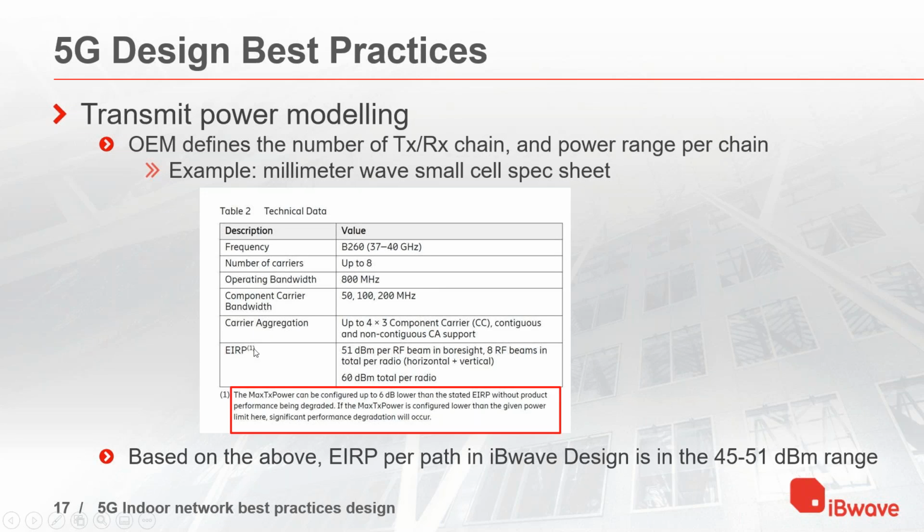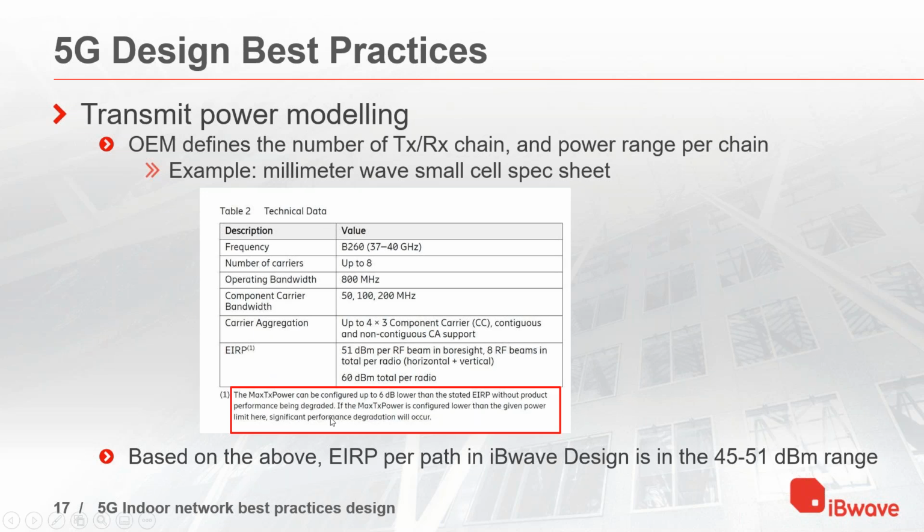And then they will basically say your EIRP is 51 dBm per beam. So I have 8 different beams, and each one has 51 dBm EIRP. Because I have 8 of them, and 10 logarithm of 8 is equal to 9 dB, the total is 60 dBm per radio. So the total EIRP is 60 dBm per radio, or 51 per beam.